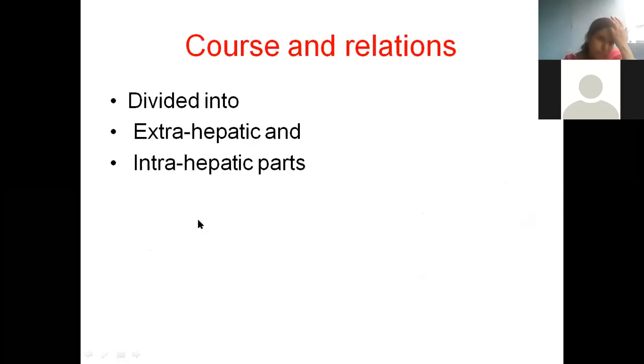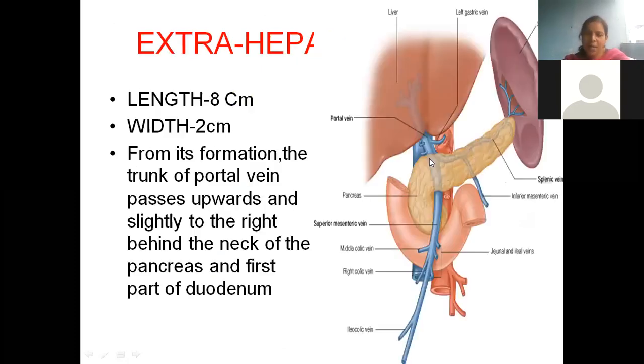Okay, so the course of this portal vein is divided into extrahepatic and intrahepatic. Extrahepatic in the sense whatever you are seeing outside the liver is extrahepatic. Whatever you see inside the liver, you call it intrahepatic. So extrahepatic, the length is 8 centimeters and width is 2 centimeters.